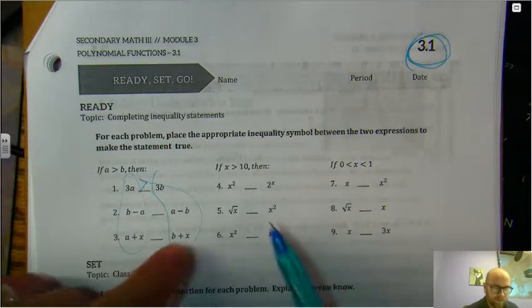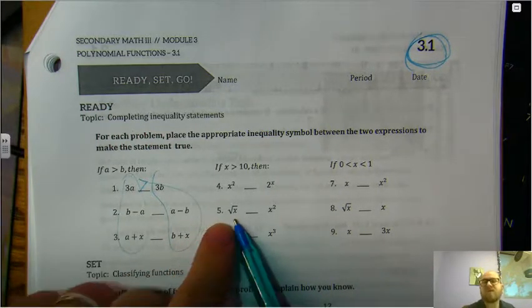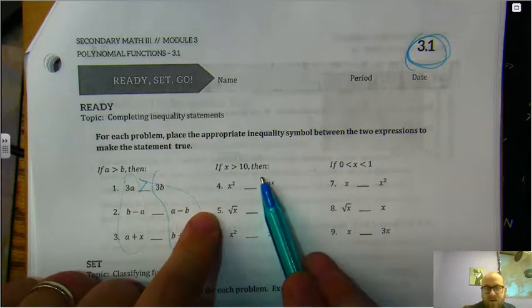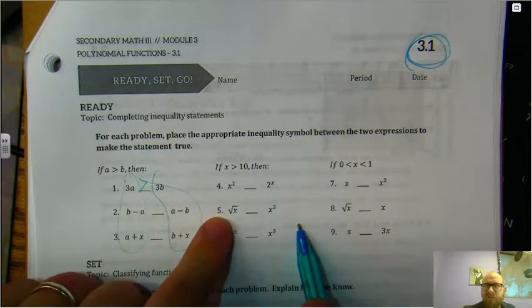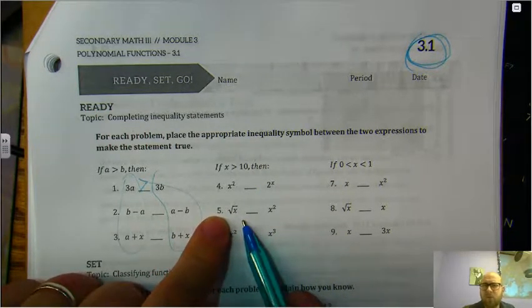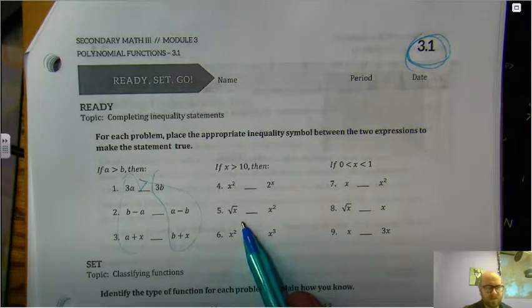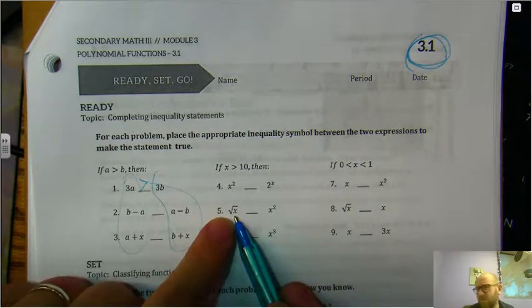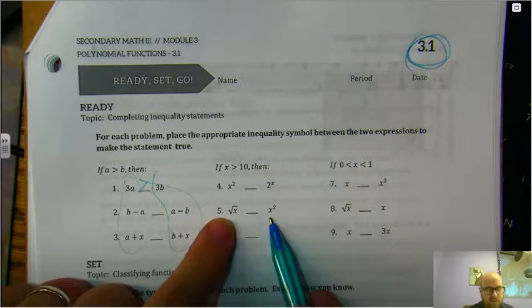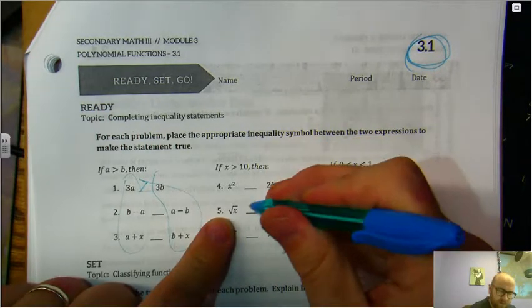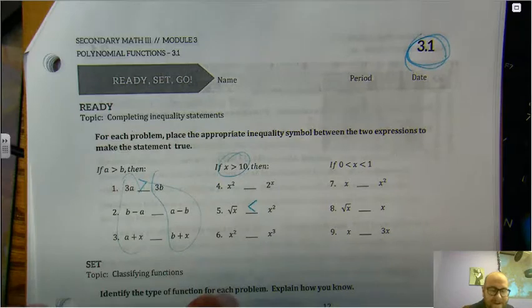Let's go ahead and move over. Let's look at number 5. So the square root of some number that's greater than 10, or that number times itself. Well, square root means the number that when it multiplies by itself is that x. So that's going to be smaller than x, whereas a number times itself is definitely going to be larger, especially when we're talking about a number over 10.